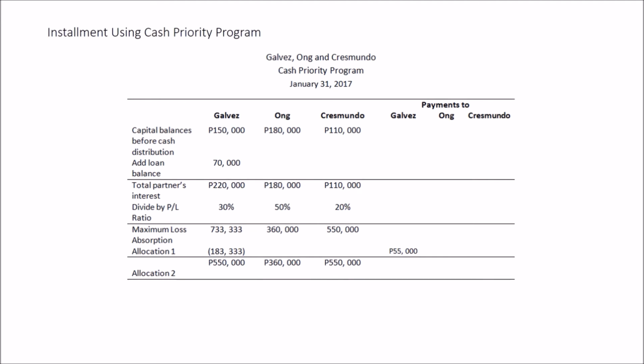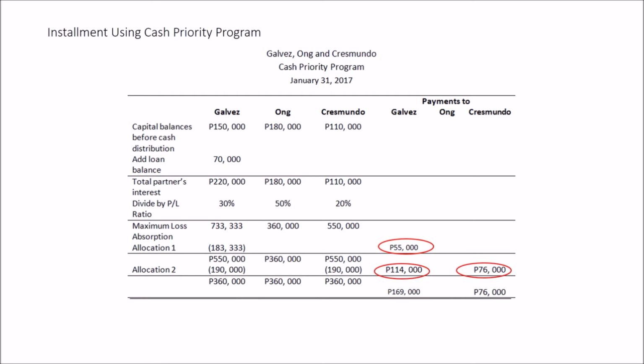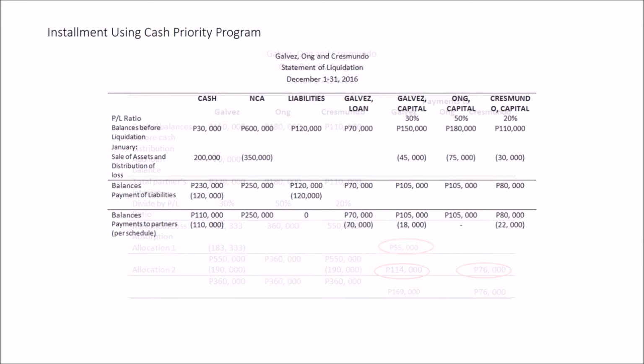So to equal the balance of Galvez, Ong, and Cresmundo, we will lessen an amount of 190,000 from Galvez and Cresmundo. The subtracted amount is then multiplied by Galvez's and Cresmundo's PL ratio to know the payment they will receive. Finally, after making the CPP, we arrive at the payments to be distributed, which is 169,000 to Galvez and 76,000 to Cresmundo.